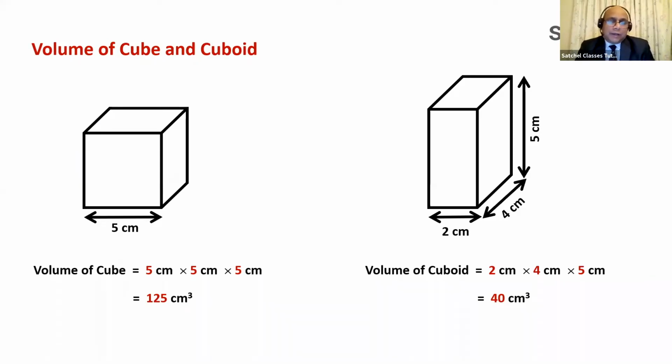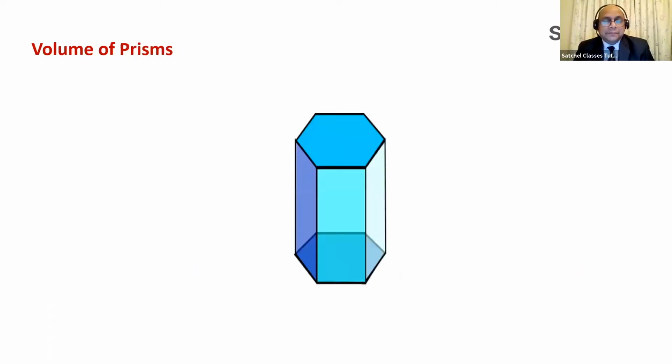Right. Now, cube and cuboid is fine. How about volume of any prism in general? So here's how we find volume of any prism. Now, how do we classify a prism in the first place? Okay, remember what we did in classification of 3D objects?